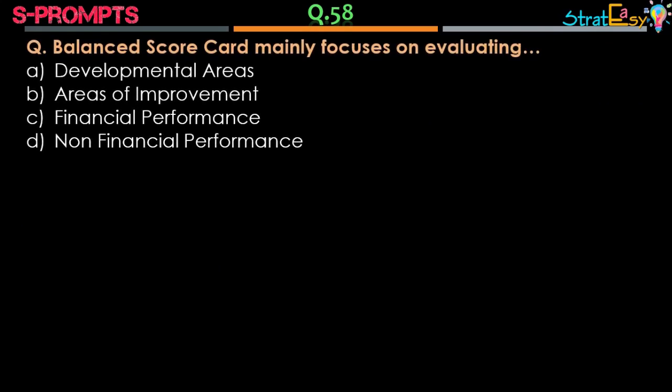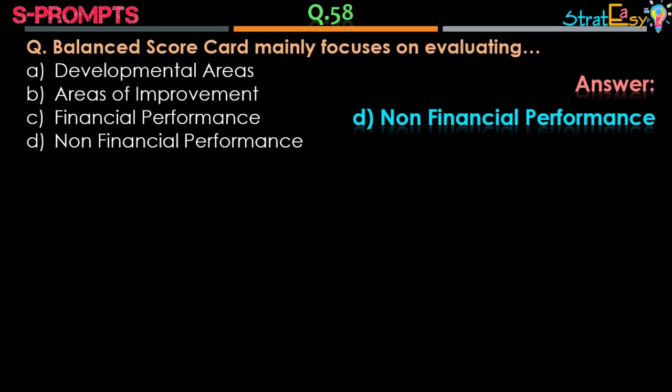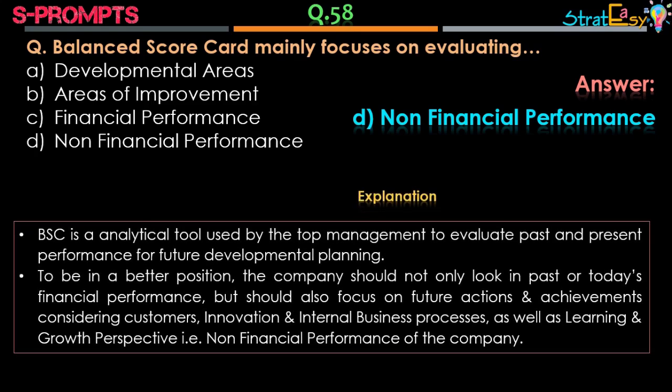Question number 58. Balanced scorecard mainly focuses on evaluating, and the right answer is option D, non-financial performance. Balanced scorecard is an analytical tool used by the top management to evaluate past and present performance for future developmental planning. To be in a better position, the company should not only look at the past or today's financial performance, but should also focus on future actions and achievements considering customers, innovation, internal business purposes, as well as the learning and growth perspective, that is the non-financial performance of the company.